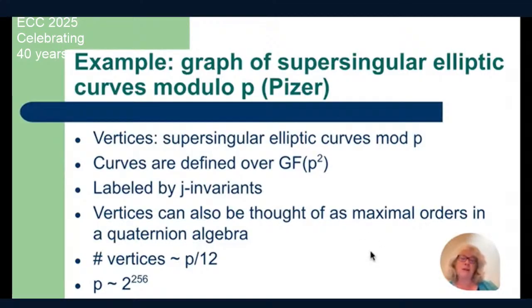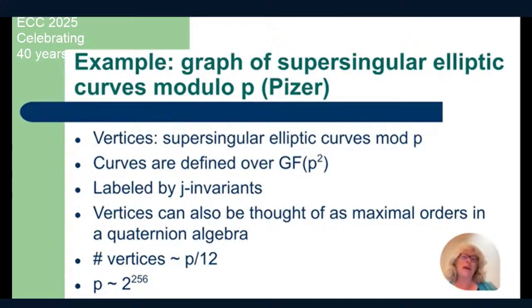So this is different than ECC because you're not doing the Diffie-Hellman problem on a single elliptic curve. Instead, each vertex of the graph is an isomorphism class of supersingular elliptic curves mod p, and the curves are going to be defined over either F_p or F_p squared and labeled by their j-invariants. The vertices of the graph can also be thought of as maximal orders in a quaternion algebra by looking at the endomorphism ring of the supersingular elliptic curve.